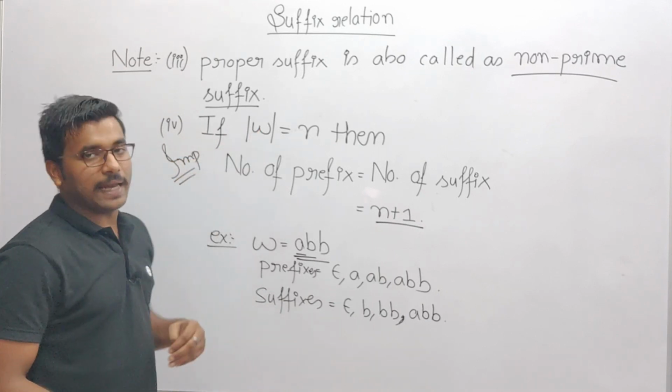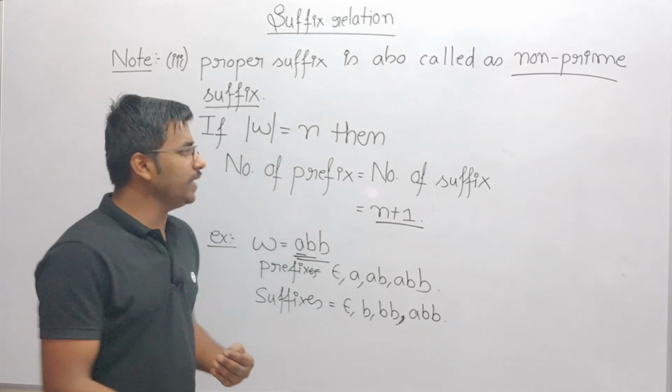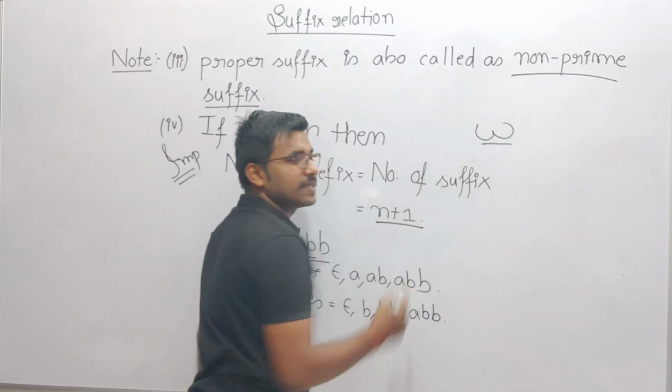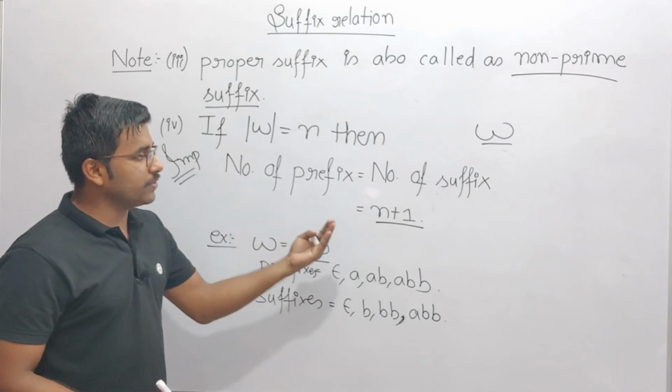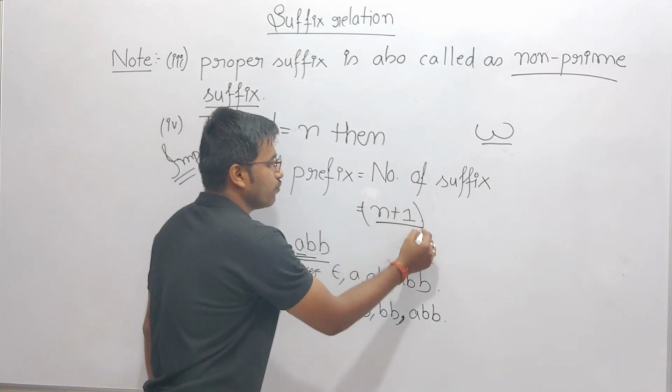We generally represent the string by using W. If the length of the string is n, the number of prefixes and the number of suffixes you will get is n plus 1.